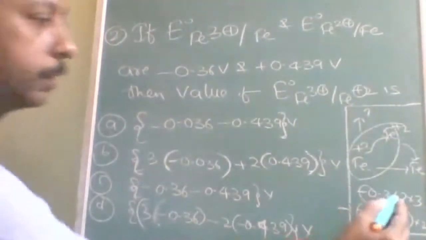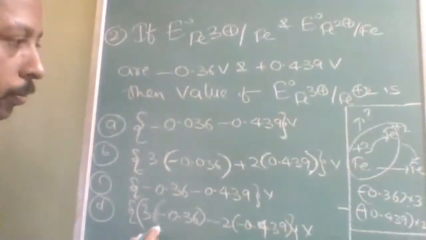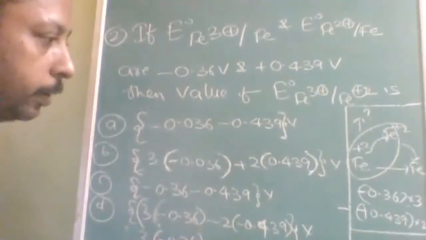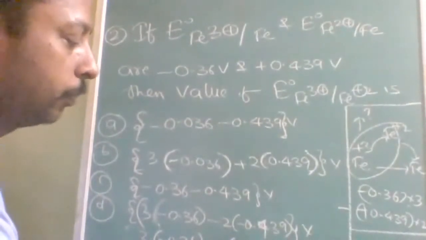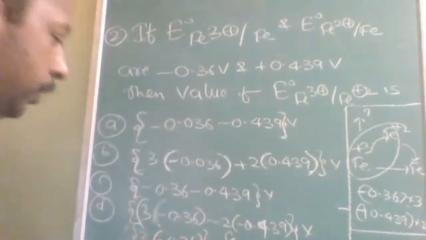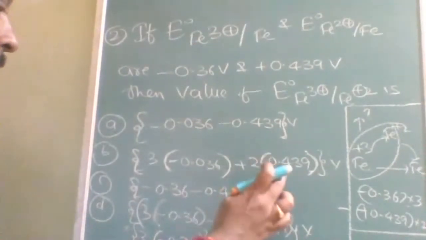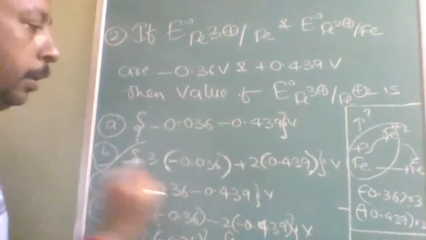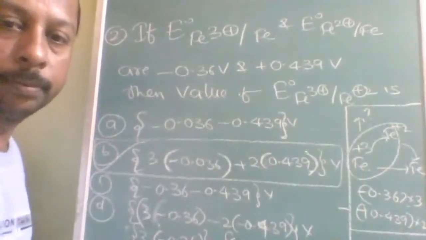Total value minus this. I am writing the clear answer here: Fe3+ to Fe2+ is 3 into minus 0.36 and minus 0.439 into 2. So this is the answer. Now you check with the answer options what is correct. So I think this is the correct one. B option is correct. Understood?